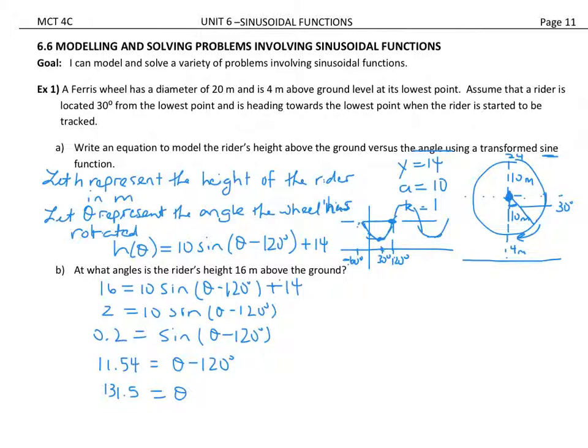That is going to be above my axis of the curve. There should be a second answer to that, and when I find my second answer, it actually comes from the CAST rule. We're at 11.54, but we're also going to be in that second quadrant. I'm going to do 180, subtract that 11.54, and we get 168.46 is equal to theta minus 120, and then I'm going to add 120 to that, and we get 288.46, or about 288.5.